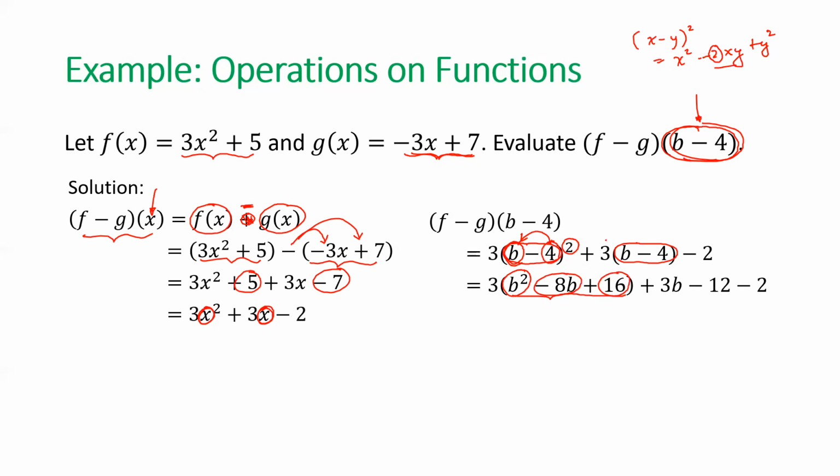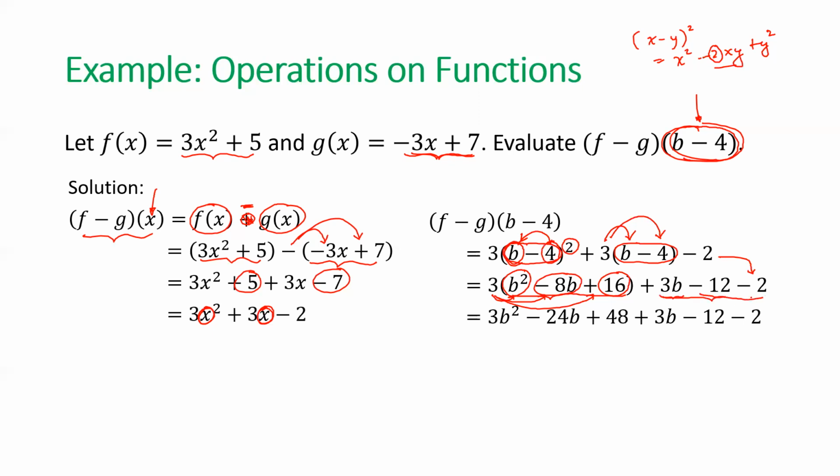And then the positive 3 here will be distributed to b minus 4. So that's why we have here plus 3b and minus 12. And then we write the minus 2. Now, the 3 here will be distributed to b squared minus 8b plus 16. So we will get 3b squared minus 24b plus 48.